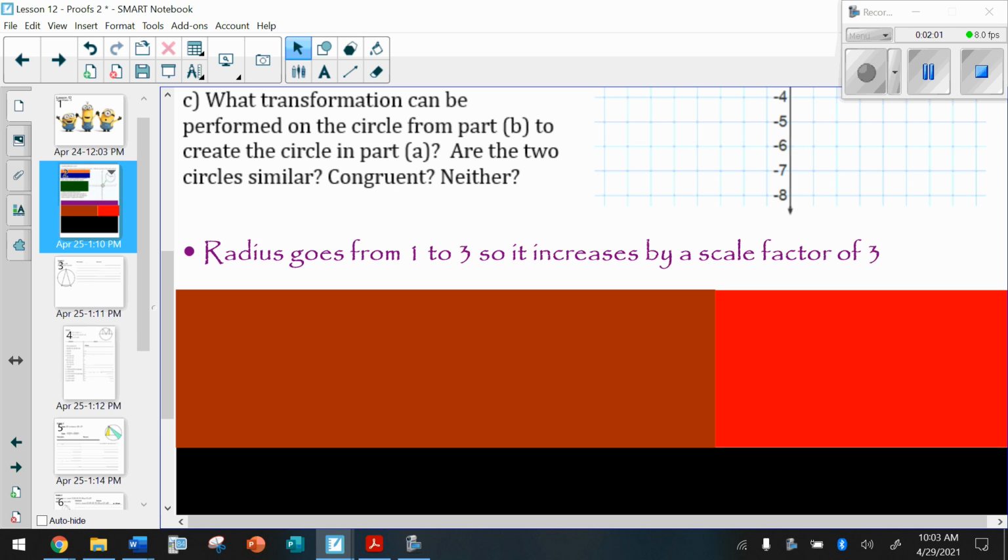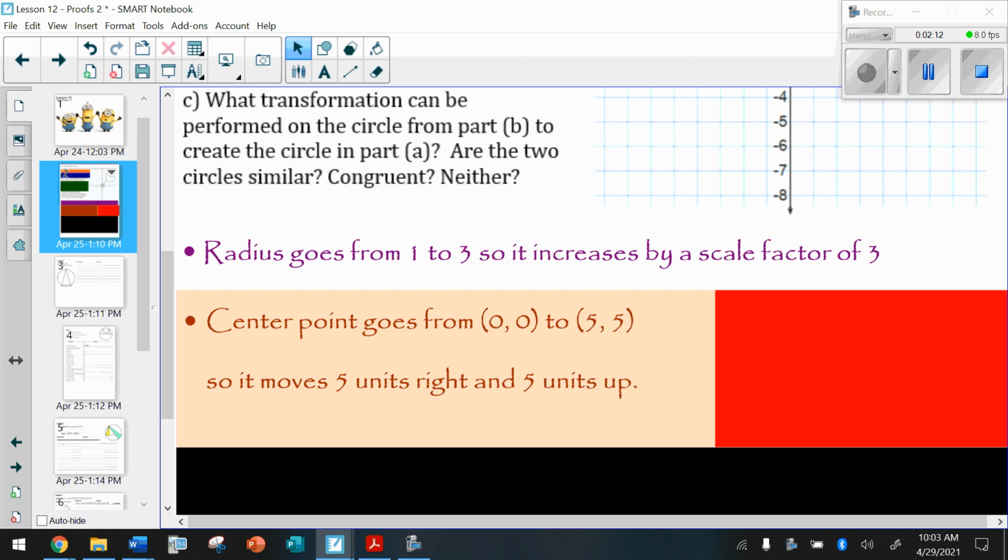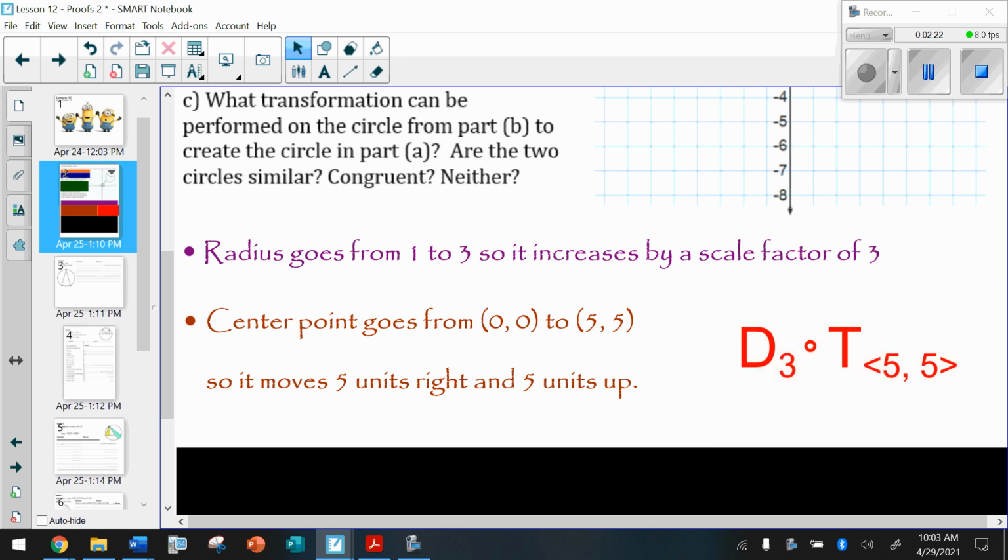Well, our radius goes from a radius of 1 with the circle that's centered at the origin to a radius of 3 with the given circle that's drawn on our page already. So what we have to do is adjust our equation. The center point itself goes from the origin 0, 0 to the center point of 5, 5. So the transformation that occurred was a translation of 5, 5, to the right 5 and up 5. So that's a translation of 5, 5. And we did a dilation scale factor of 3.